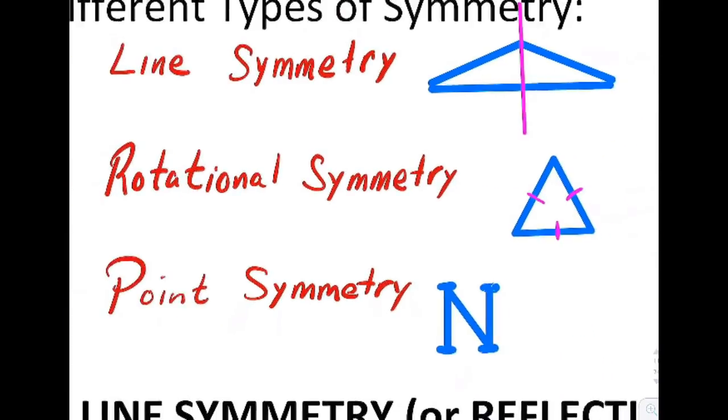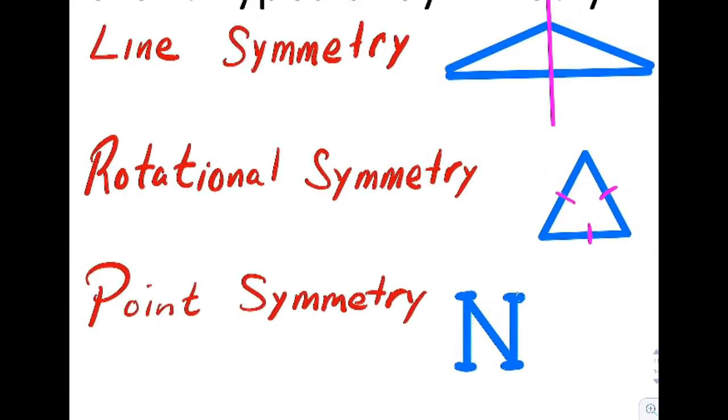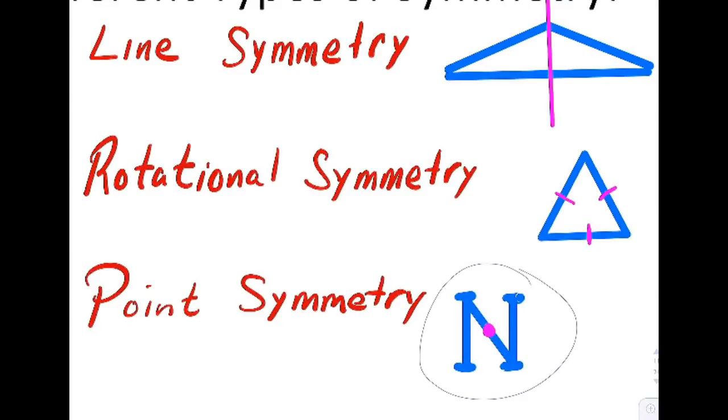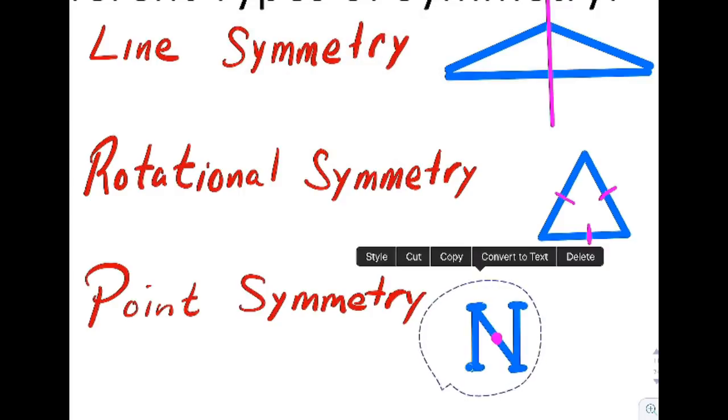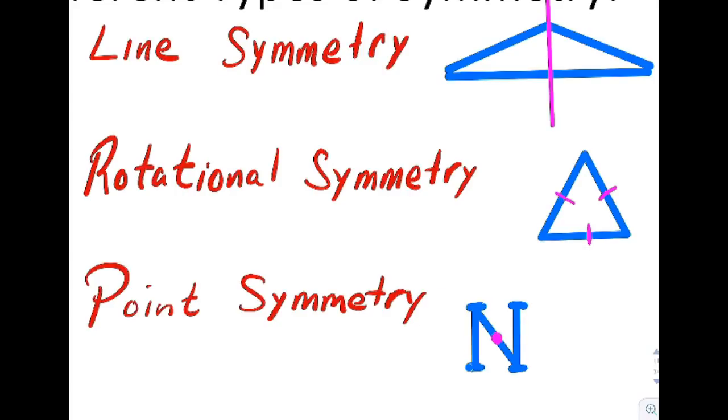Point symmetry has a lot to do with rotational symmetry, but point symmetry has a point, think about it sort of like in the middle, where if I spun it, if I put a thumbtack right where that pink dot was, and I spun it exactly 180 degrees, does it look exactly the same upside down? The letter N looks exactly the same upside down as it does right side up. So if you can turn it upside down 180 and it looks exactly the same, then the shape has point symmetry.